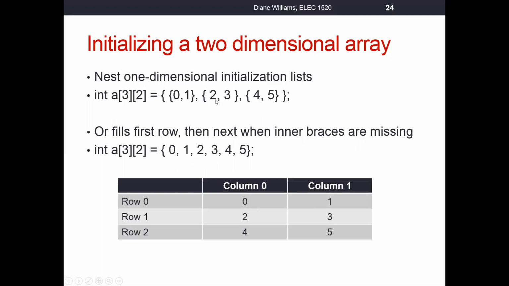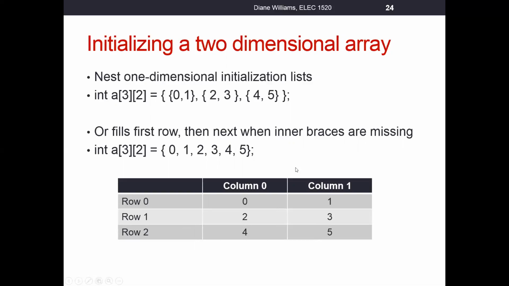Then this says what goes in the next row. So the next row is row 1. This first element then gets stored in column 0. This next number 3 gets stored in column 1. This list right here in curly brackets is what goes in row 2. The 4 goes in the first column. The 5 goes in the second column.